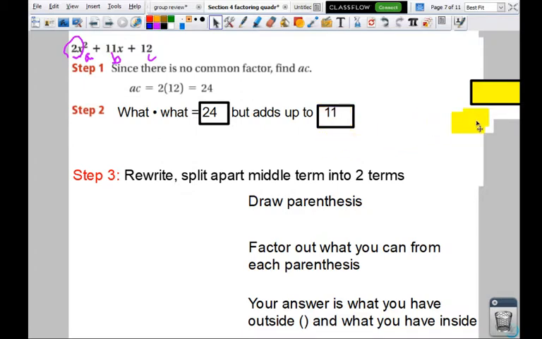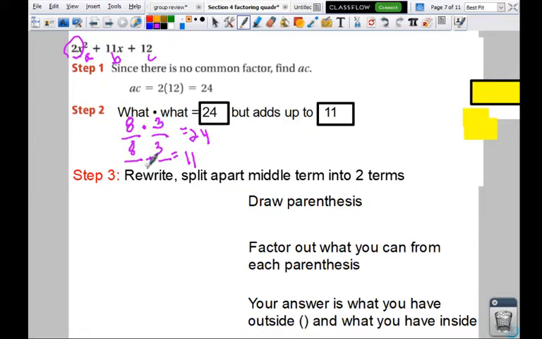but adds up to 11. I want to know what times what is 24, but adds up to 11. So it's kind of like end-to-middle factoring, except instead of doing this 12, I'm doing 12 times 2. It's not 8 and 4, that would be 32. Alright. It would be 8 and 3. So 8 times 3 is 24, right? And 8 plus 3 is 11. So I need this 8 and I need this 3.